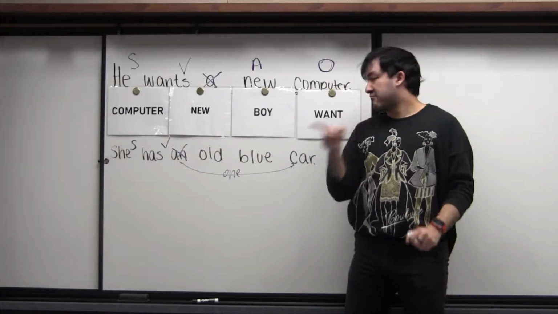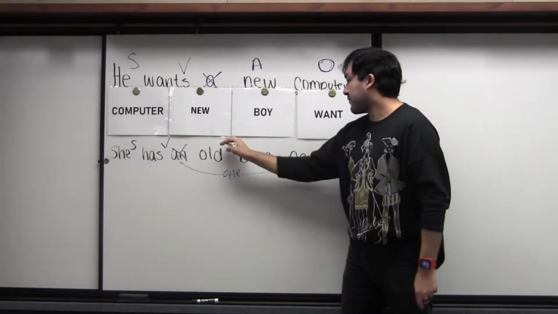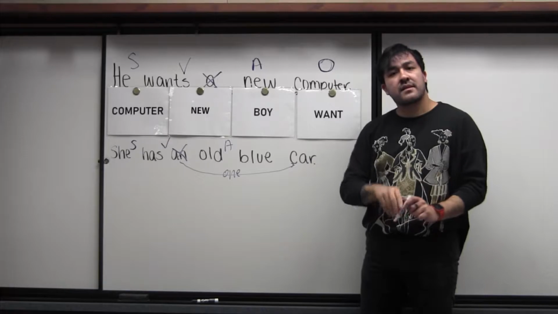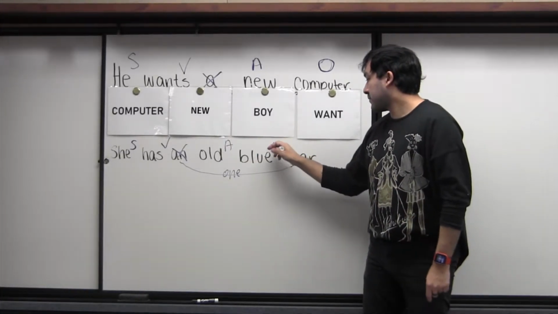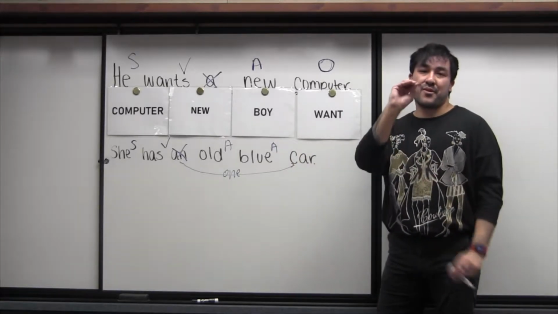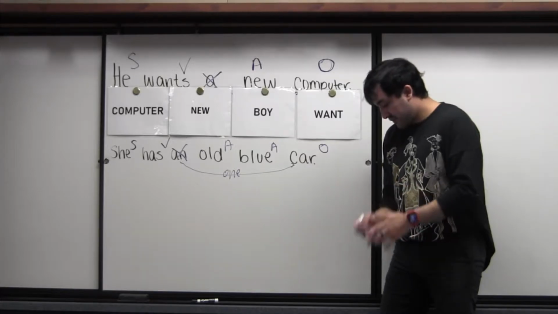Old in this sentence is our adjective. It describes something about the object. So let's go ahead and put our A. And blue is also an adjective. It also describes an object. So we have two adjectives in this sentence. Finally, we have our object, which is car. Let's go ahead and put our O right there.